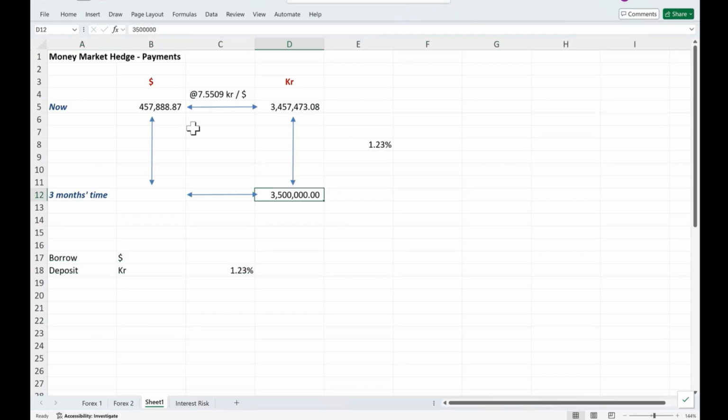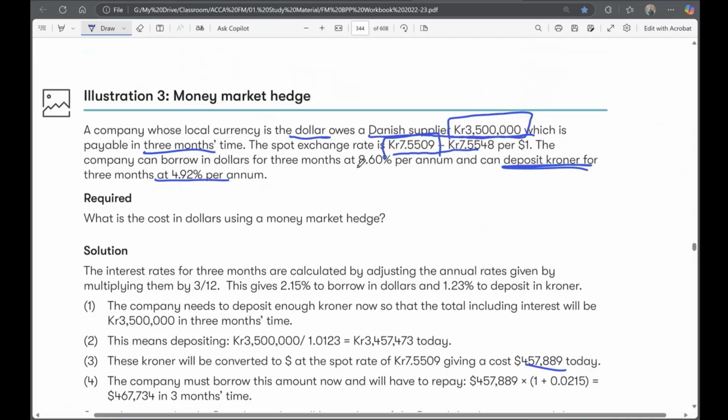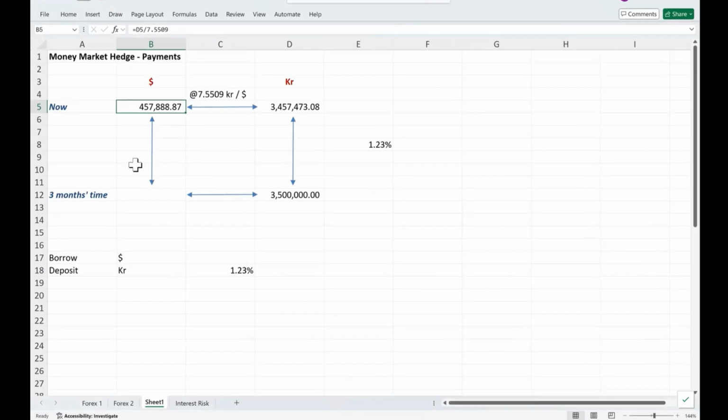One more thing, you borrow that much dollars. Of course, it's not for free. You also have to pay interest on this dollar, and the dollar rate is also given, 8.6%. Again, it's an annual rate, so I have to find the 3-month rate. 8.6% is the annual rate. I need the 3-month rate, so multiply by 3 over 12 or divide by 4: 2.15%.